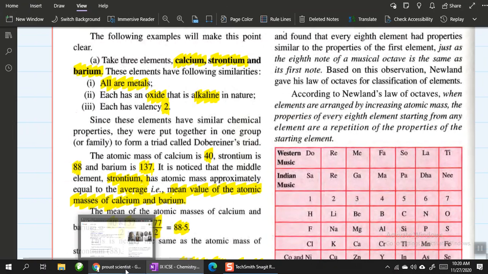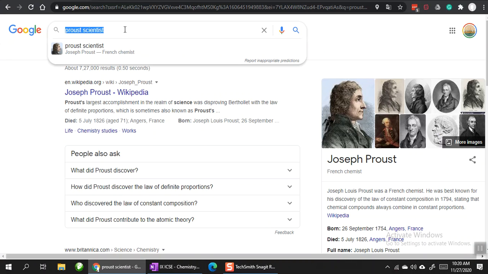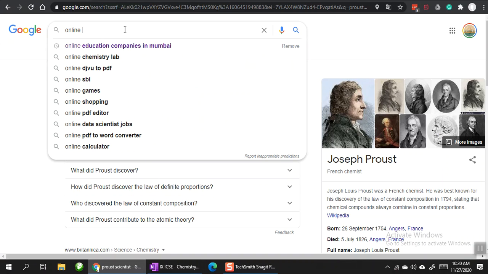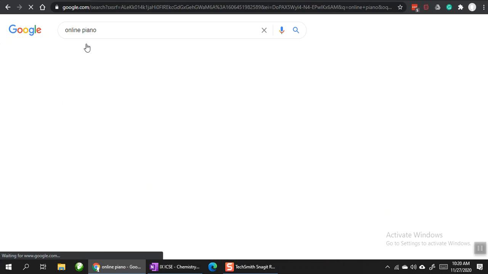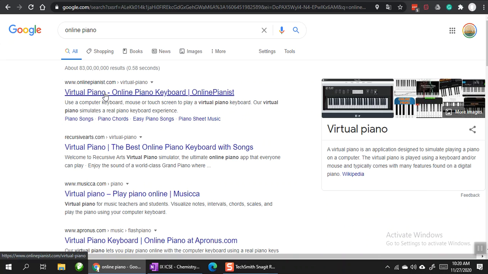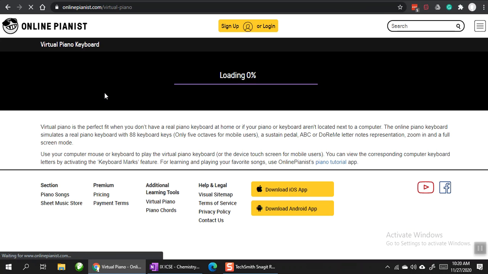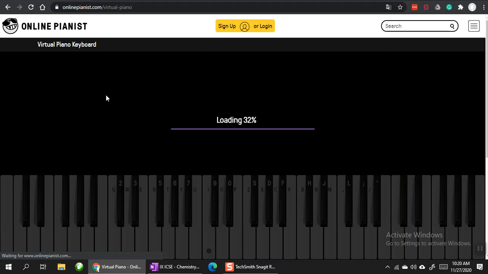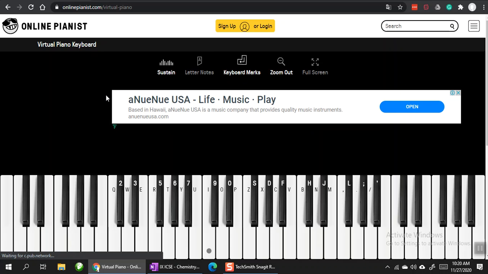Let me just see if we can get a piano over here. Online piano, virtual piano, yes. But I don't have a speaker over here, so I'm not sure whether you'll be able to hear it or not. You will be, because मेरे पास speaker नहीं है, but system के sounds तो directly record हो जाते हैं.